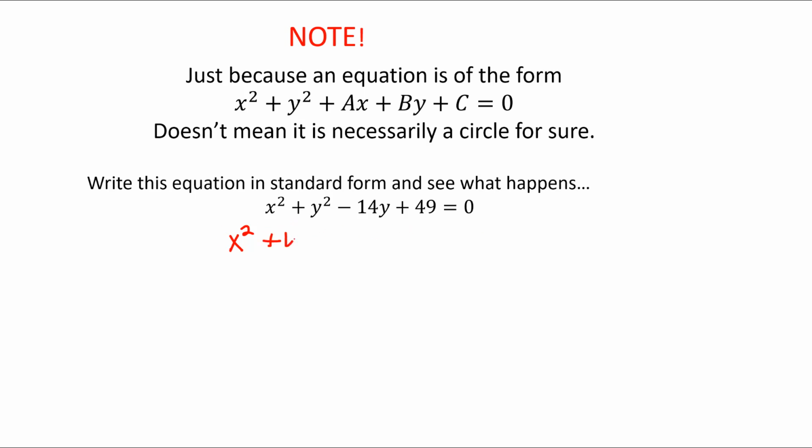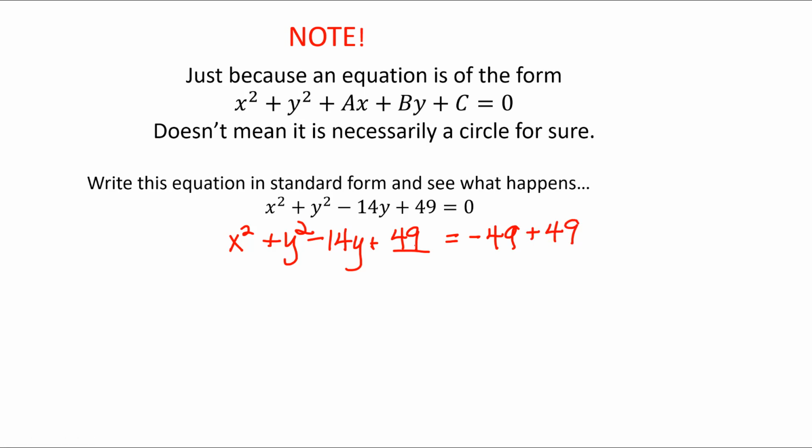And then you've got plus y squared minus 14y plus blank, because you do want to get a perfect square binomial there. And then you'll move the 49 to the other side by subtracting it. And now you'll put what goes in this blank. 14 divided by 2 is 7. Square it, you get 49. And you need to add 49 to both sides of the equation.